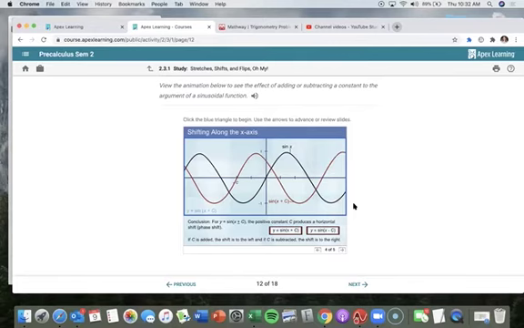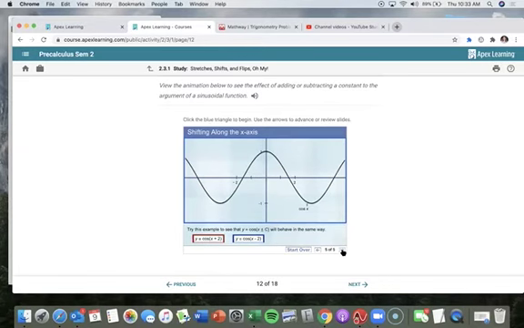So again, in conclusion, if I'm adding, I'm shifting to the left. If I'm subtracting, I'm shifting to the right. Add, shift left; subtract, shift right. And then again, as you can believe, cosine is going to do it in the exact same fashion. So if I add, I'm going to shift to the left, and if I subtract, I'm going to shift to the right. So I can do either of those two functions there.